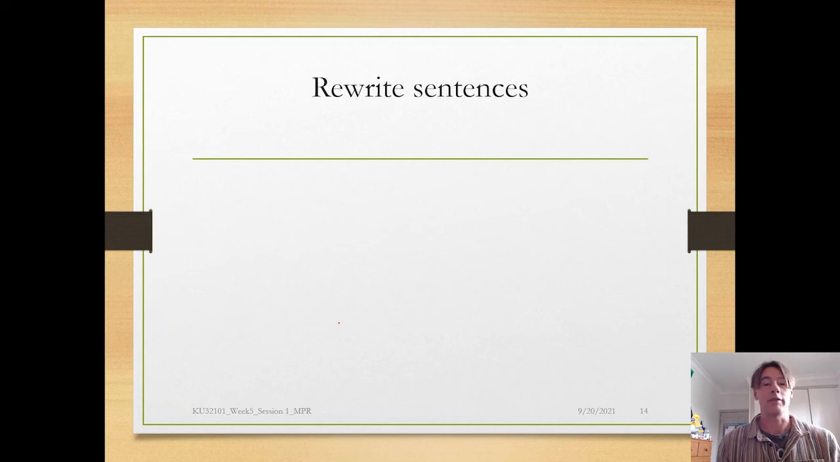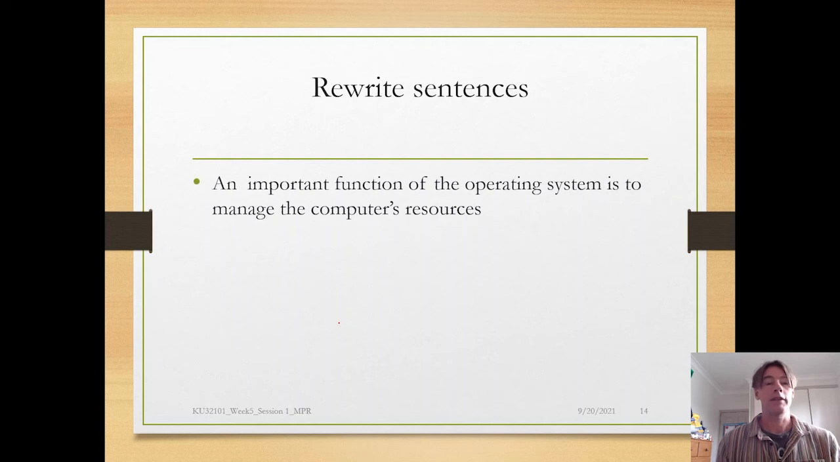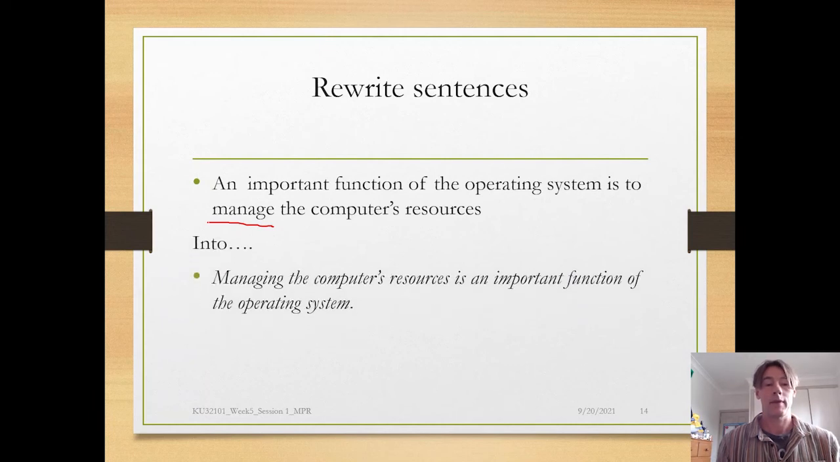We're going to have a little bit of practice now rewriting sentences using this. An important function of the operating system is to manage the computer's resources. Let's have a look at our verb manage. How are we going to change that to a gerund? Managing the computer's resources is an important function of the operating system. Manage becomes managing, and you'll notice the order changes as well. This is important as it provides a different way to say the same thing, and it allows us to add variety into our writing.